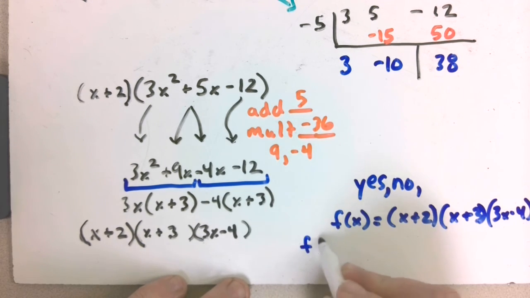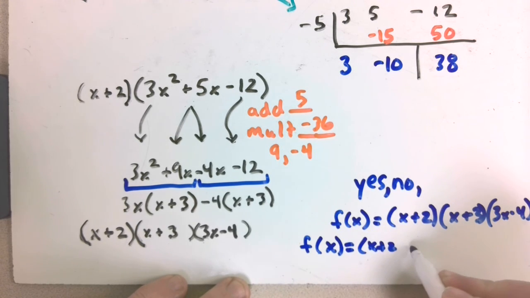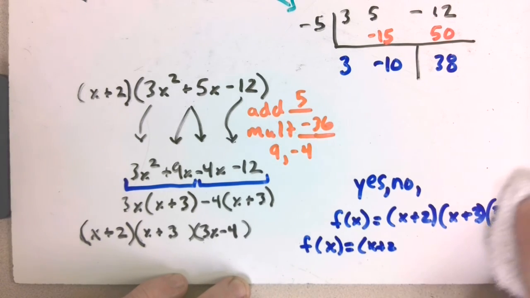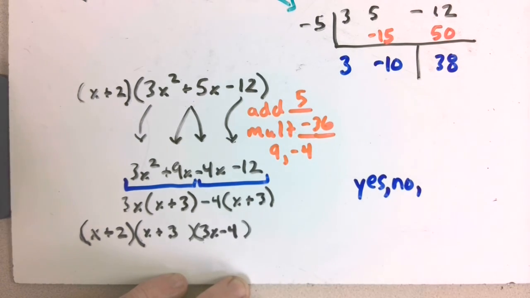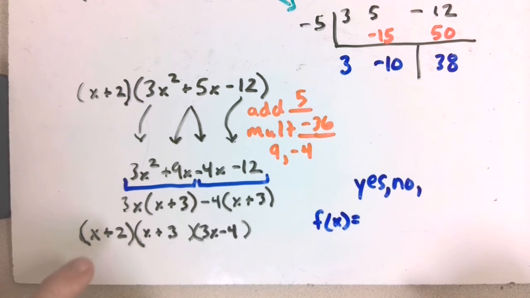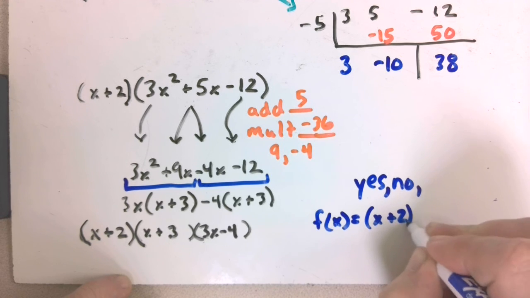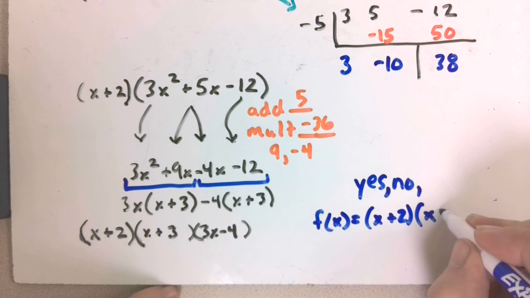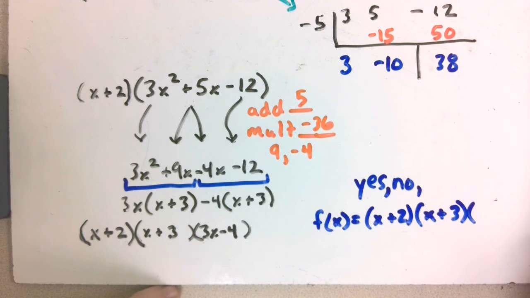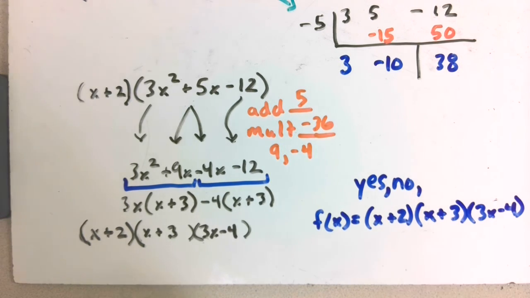Let me rewrite that again. That got a little squished. Okay, here we go. F of x is equal to our factors, an x plus 2, an x plus 3, and a 3x minus 4. And now I fit it in before we hit the edge.